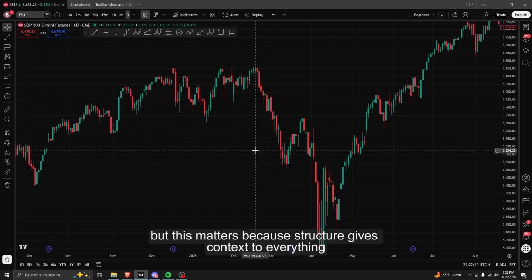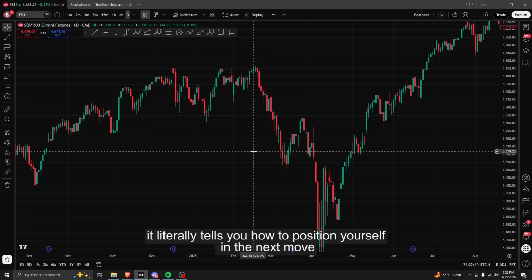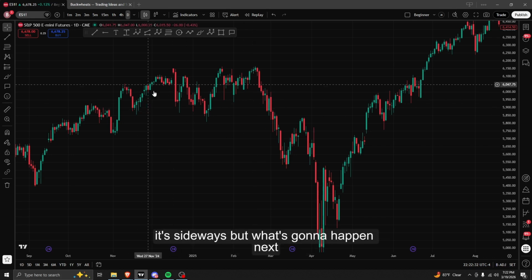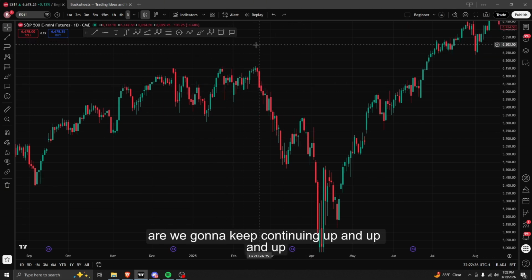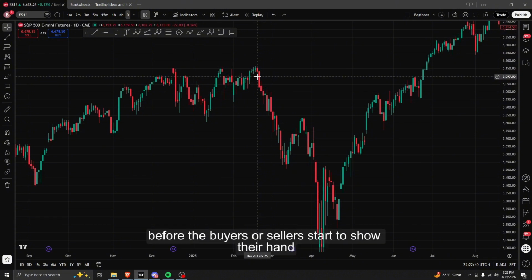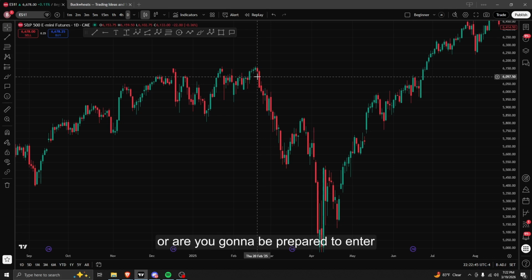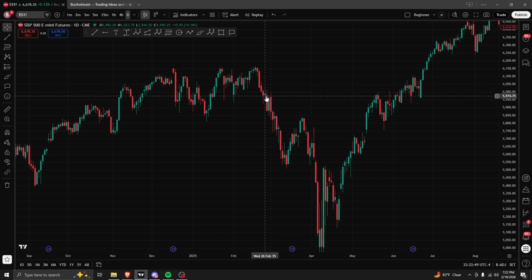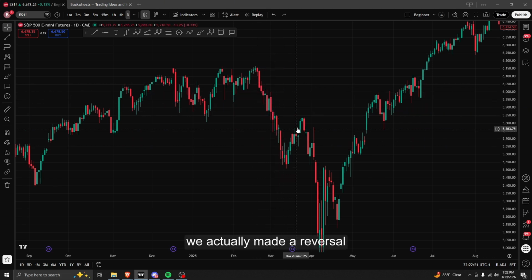But this matters because structure gives context to everything. It literally tells you how to position yourself in the next move. It's sideways, but what's going to happen next? Are we going to keep continuing up and up and up? Or are we going to stay sideways where we have to be patient before the buyers or sellers start to show their hand? Or are you going to be prepared to enter puts in a reversal? So as you can see right here, we actually made a reversal.